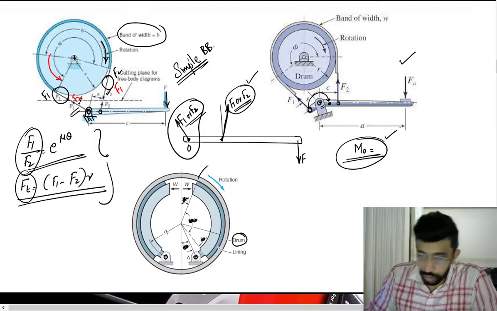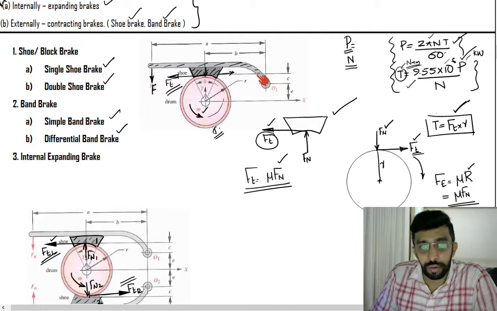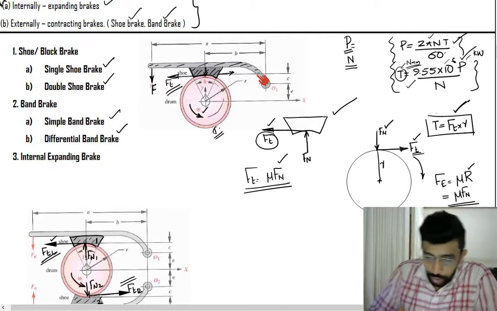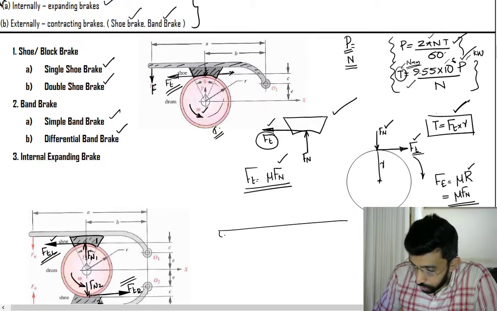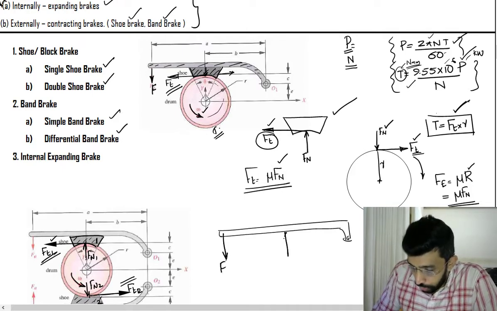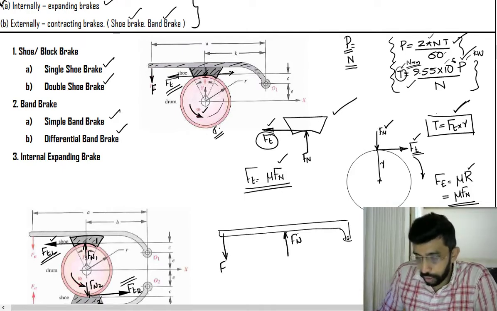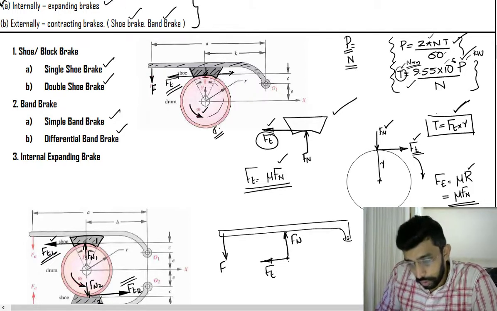So the moment has to be taken here also. When it comes to the case of this lever also, we have to take the moment. So when you take the lever, for example, say if you are taking the moment on the lever here, you have the F here, you have the Fn here, and at some point you have the Ft here, right?